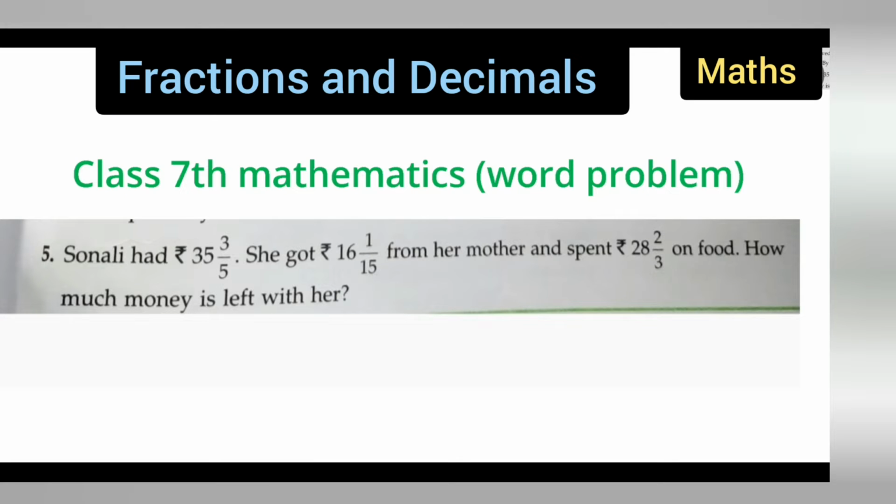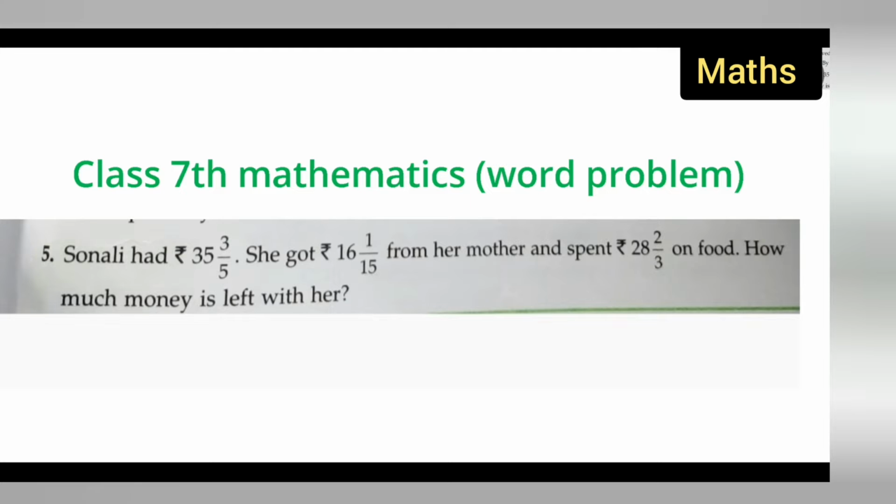So welcome to today's class of mathematics. Today's question is taken from class 7 mathematics, a word problem from the fractions and decimals chapter. It says that Sonali had rupees 35 3 upon 5. She got 16 1 upon 5 from her mother and she spent rupees 28 2 upon 3 on food. So how much money is left with her?